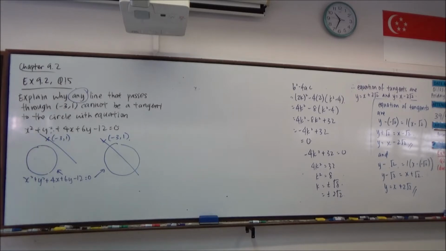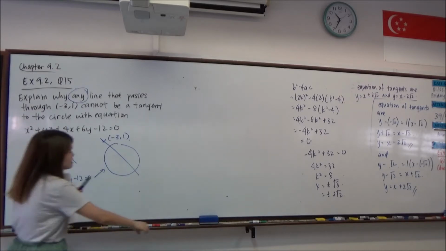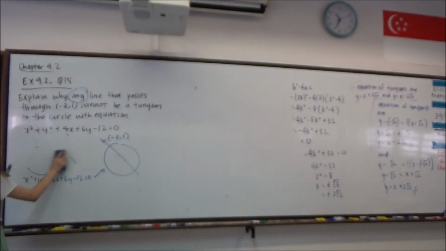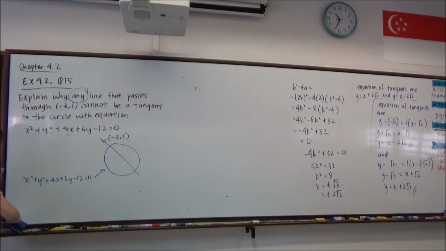Because the question says explain why any line that passes through this will never be able to be a tangent to this. So we just find one case and then we are able to prove it already. Right? Okay, so in this case, we just scale down to this and divide it. Then after that, how do we go about showing it, explaining it?